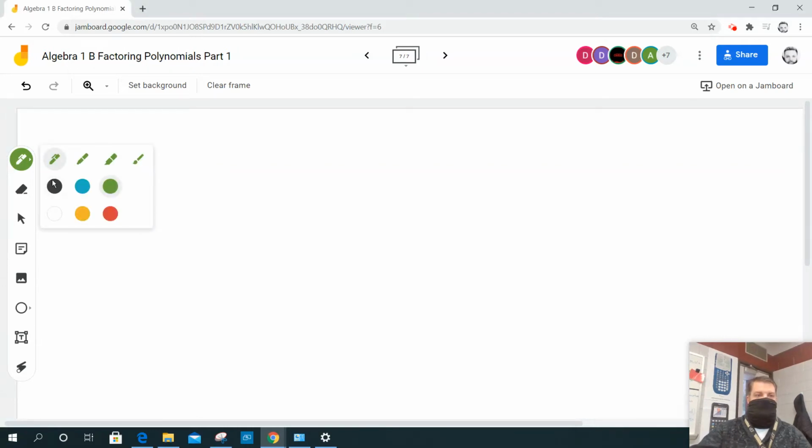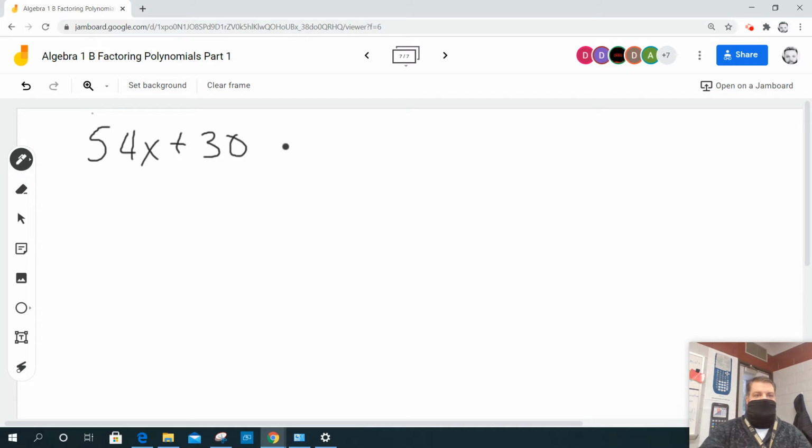All right, for the next one, I've got 54x plus 30. And we're supposed to factor this. So when we say factor, we're implying that we're going to do prime factorization.